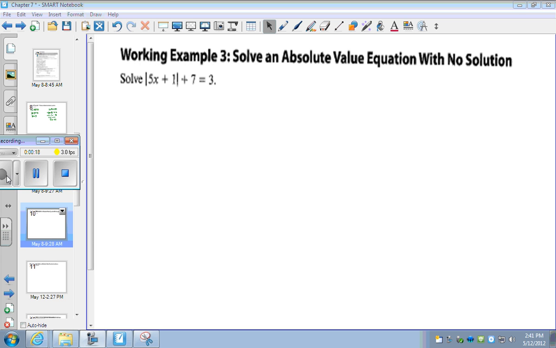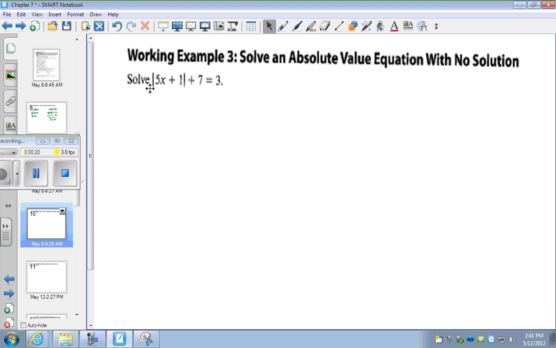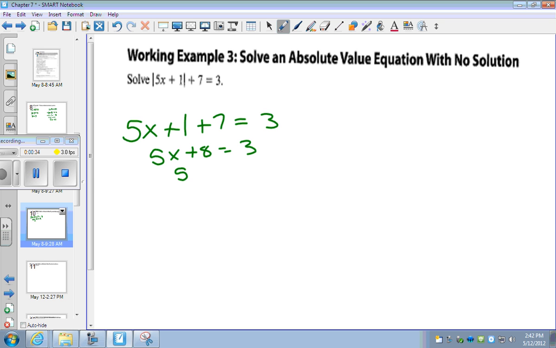So first of all, we take the case that what's inside the absolute value sign is actually positive, so we leave it as is. We're solving 5x plus 1 plus 7 is equal to 3. 5x plus 8 is equal to 3. 5x is equal to negative 5. x equals negative 1.